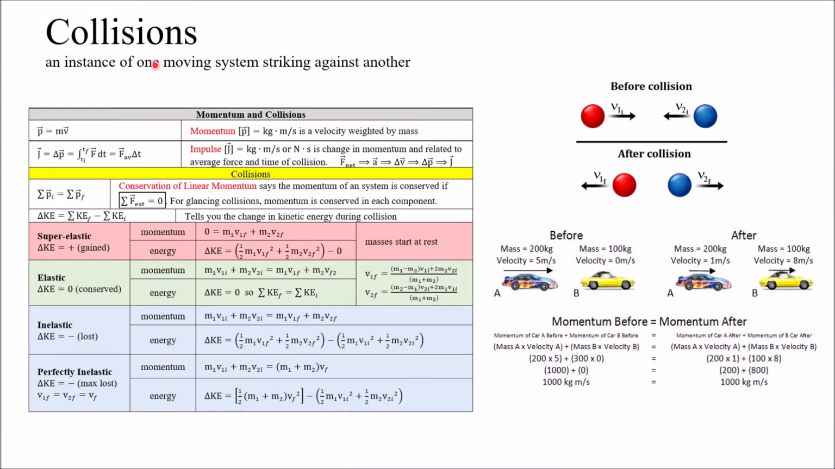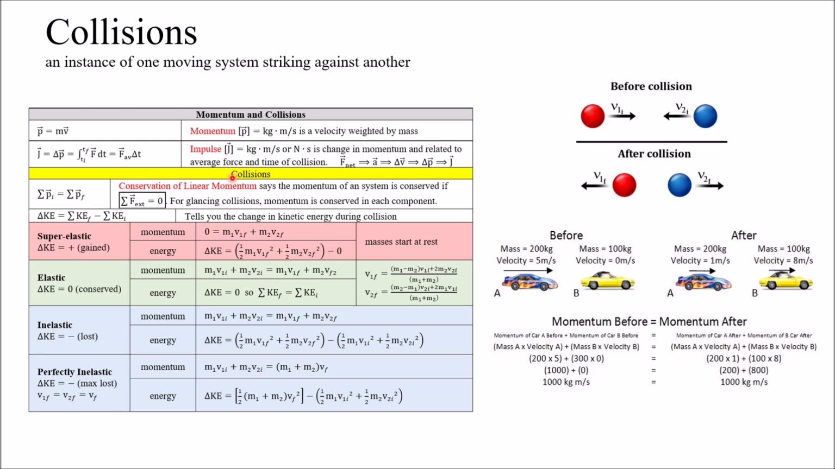So moving forward, basically a collision is an instance of one moving system striking against another. And so we have this idea of momentum coming back in, and impulse, which is any sort of change in momentum. And remember the momentum conservation that we have, so whatever the momentum is before the collision has to be equal to the momentum after the collision. And then we can look at the energy.